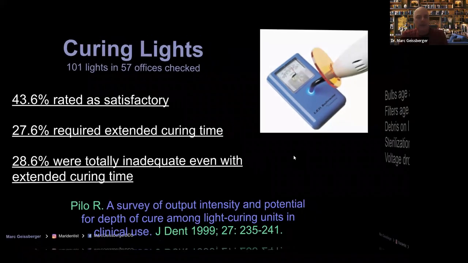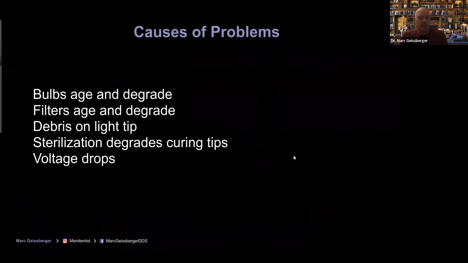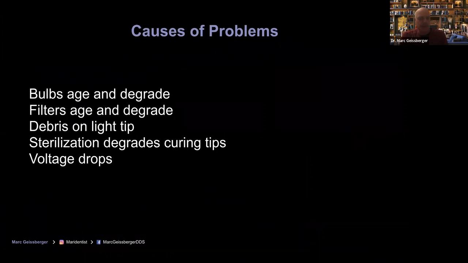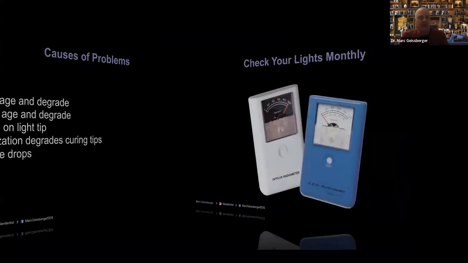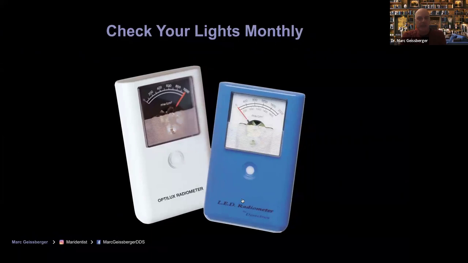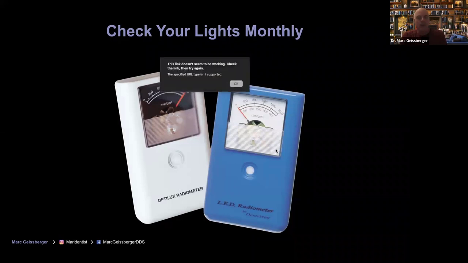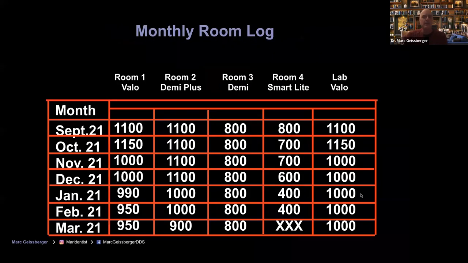So I bought a radiometer and we test our lights routinely. And there's lots that can go wrong with lights. So this is my LED radiometer. It's set up to read LED lights that are generally set at a certain wavelength. Now, one thing that's important is to recognize that when we measure these, things may change.